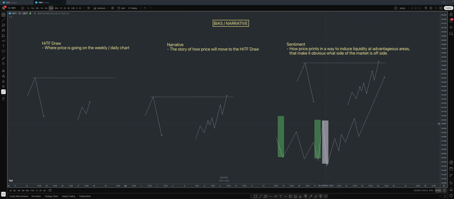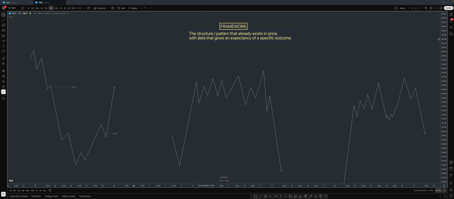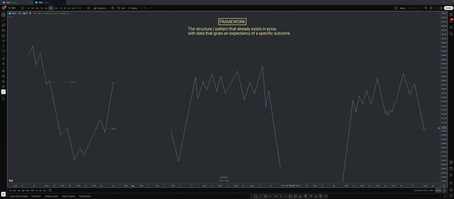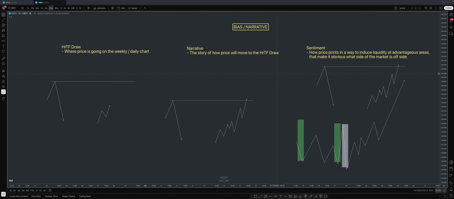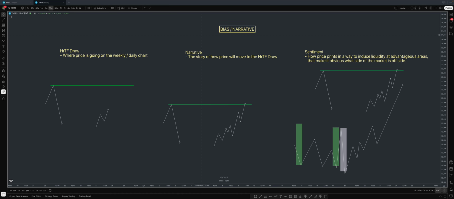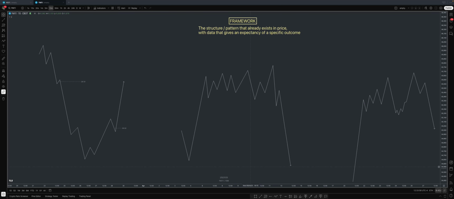And also whoever's short who was enticing this down move are now going to get squeezed. So it's kind of like narrative as well, but on the lower time frame. So that's part two. To recap, the first part is the framework, looking for some sort of structure or pattern or some reason to expect a certain outcome. It could also be a news item, like a fresh news catalyst that gives you a certain expectation on price.